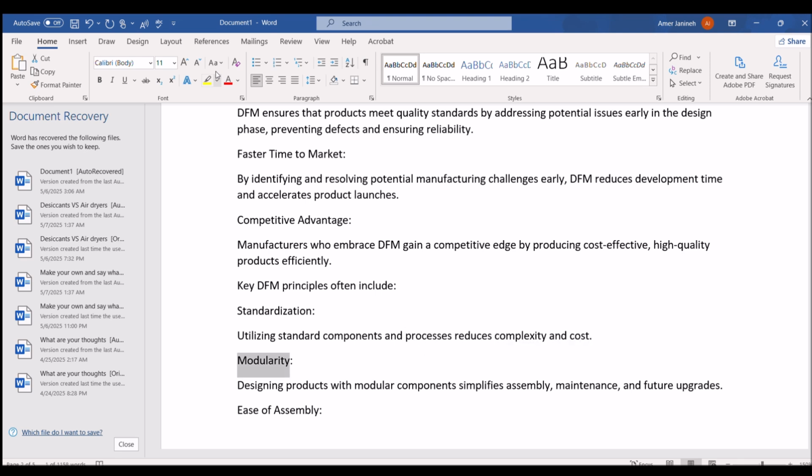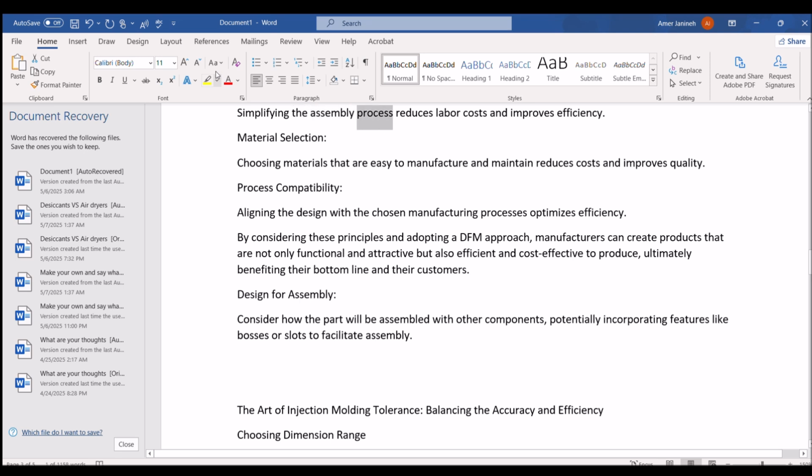Modularity. Designing products with modular components simplifies assembly, maintenance, and future upgrades. Ease of assembly. Simplifying the assembly process reduces labor costs and improves efficiency. Material selection. Choosing materials that are easy to manufacture and maintain reduces costs and improves quality. Process compatibility. Aligning the design with the chosen manufacturing processes optimizes efficiency.